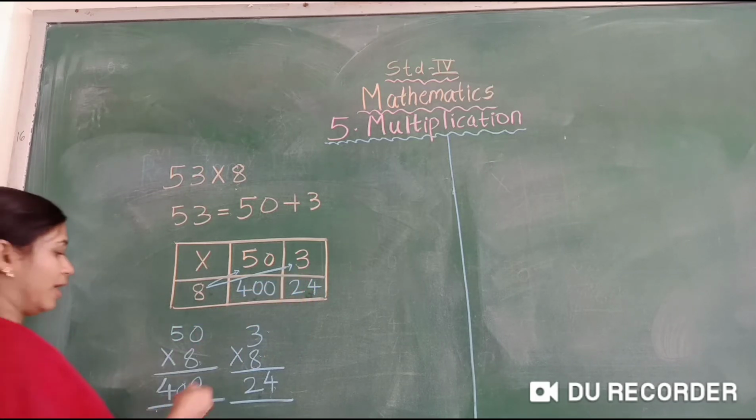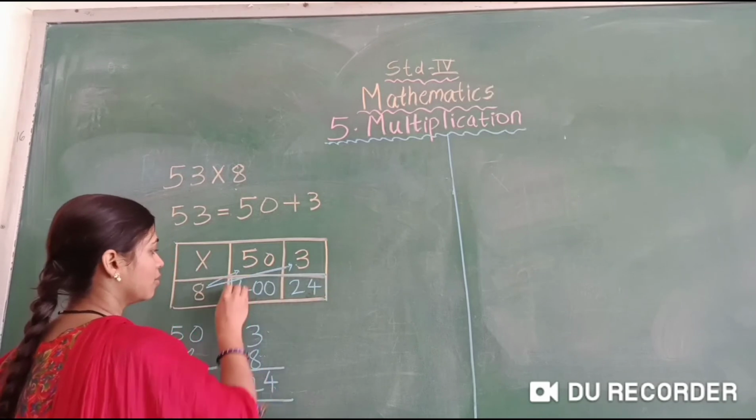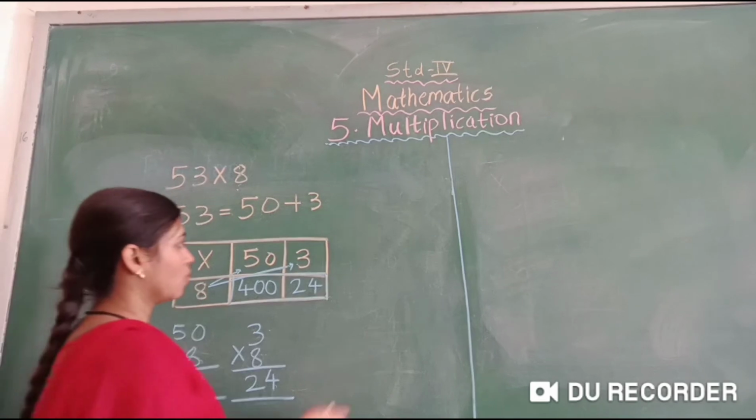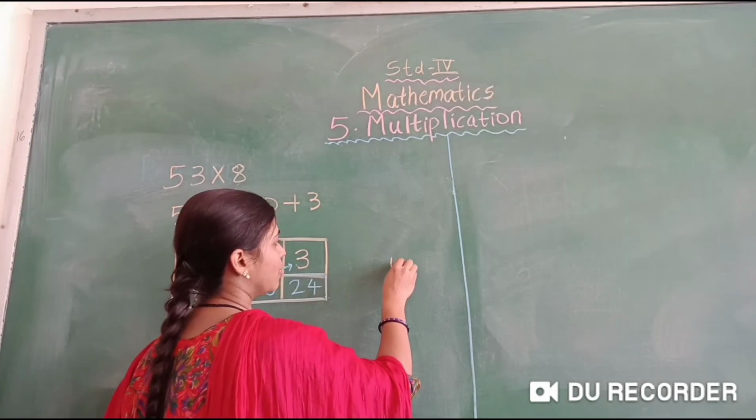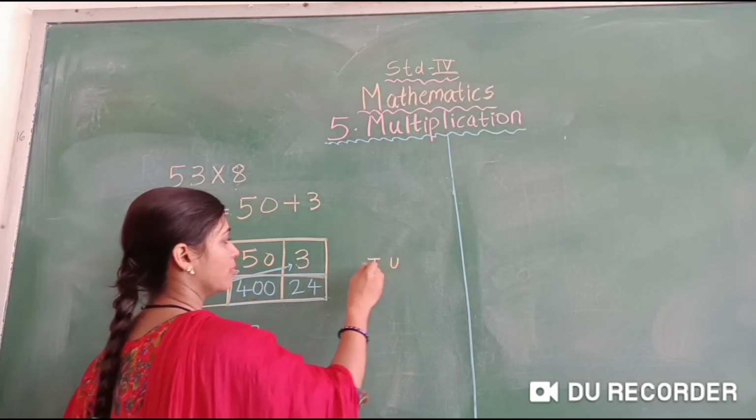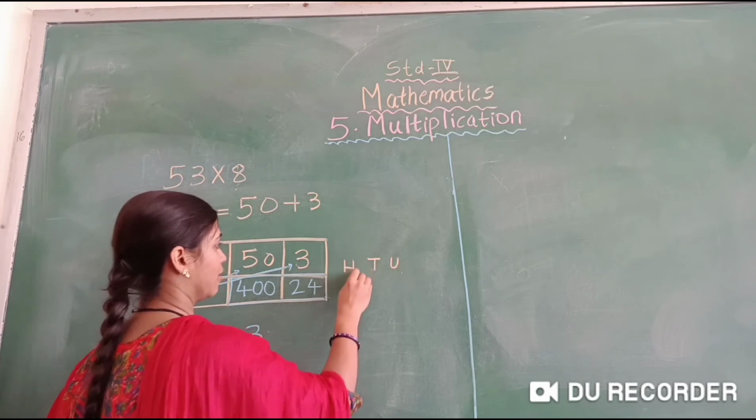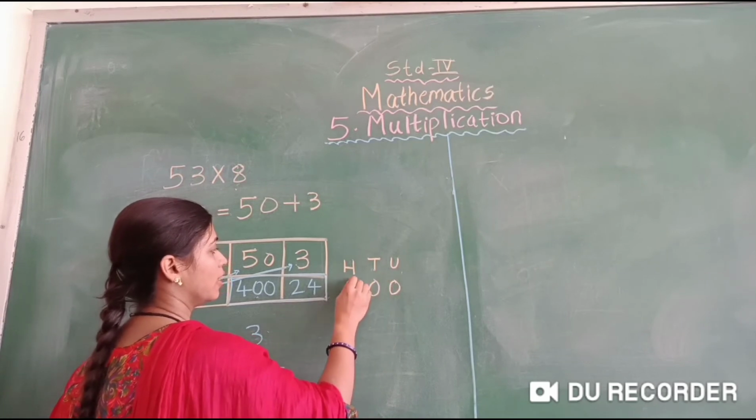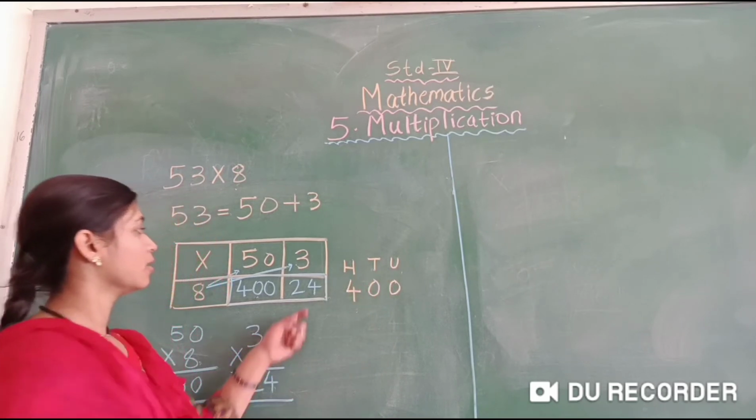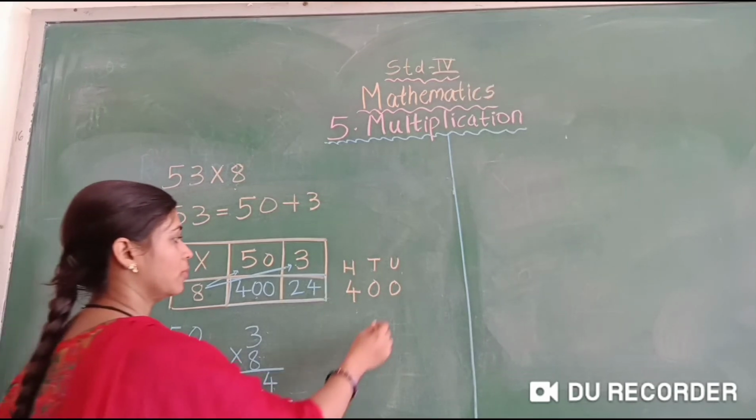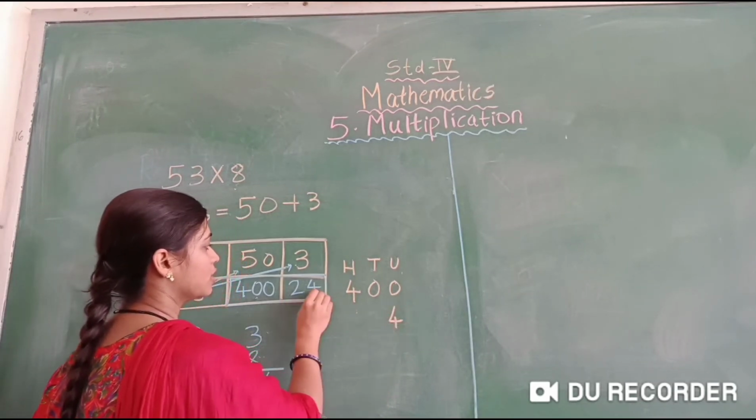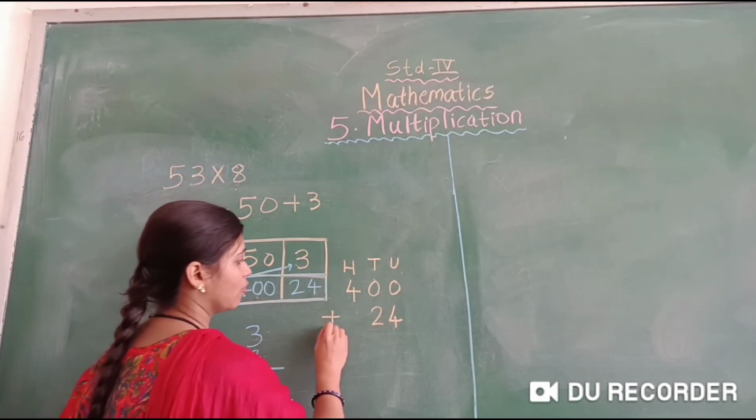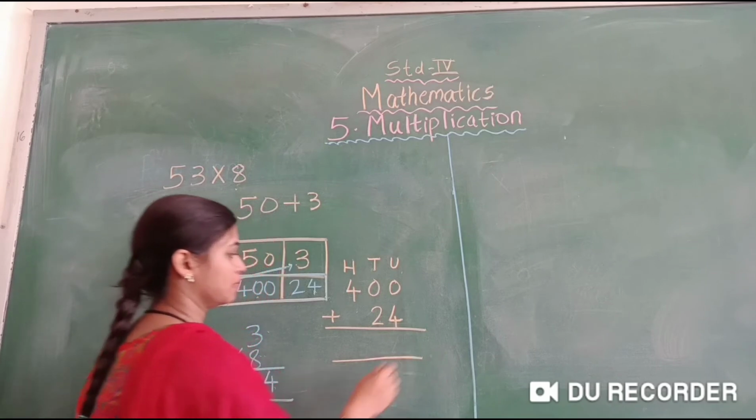Now the answers which we have got here, we will add them together. Now place the numbers in their proper place value. Units, tens and hundreds. 400 is 0, 0 and 4. The next number is 24. 4 will be written in the units place and 2 will be written in the tens place. Now we have to add this.